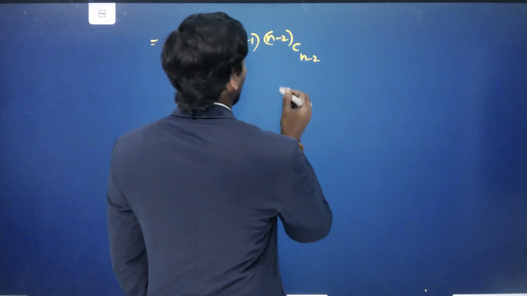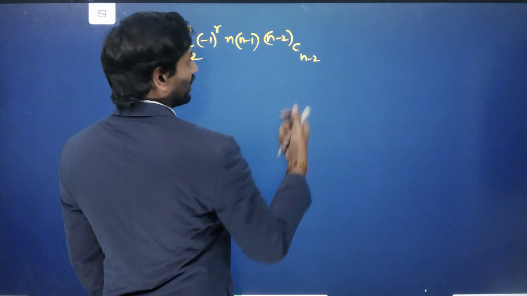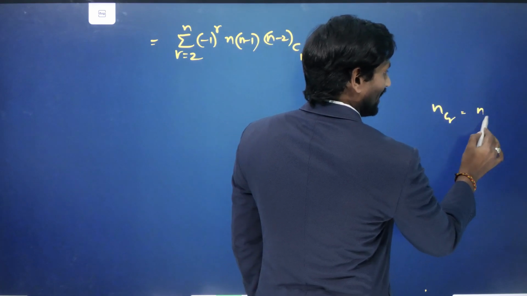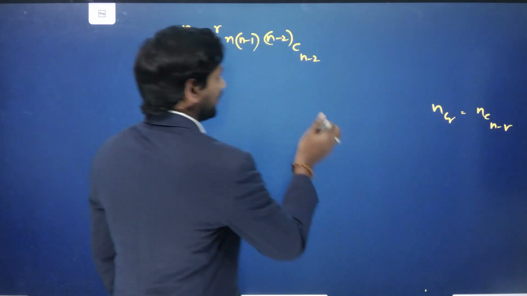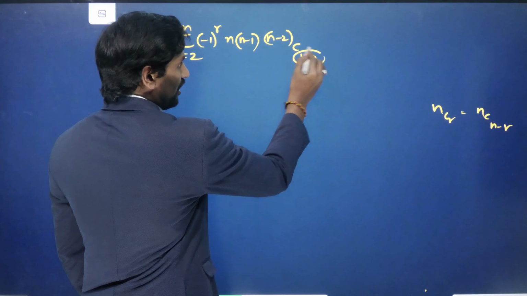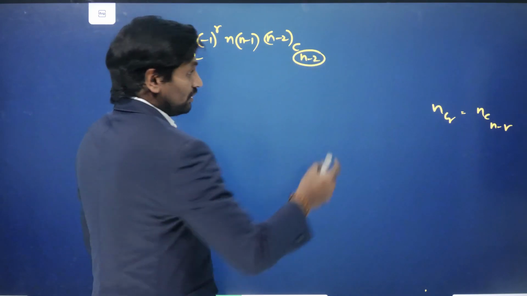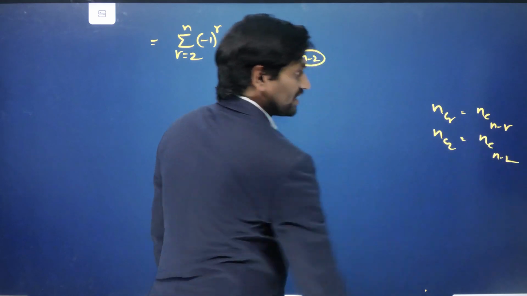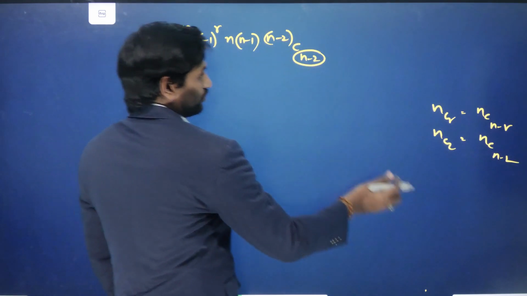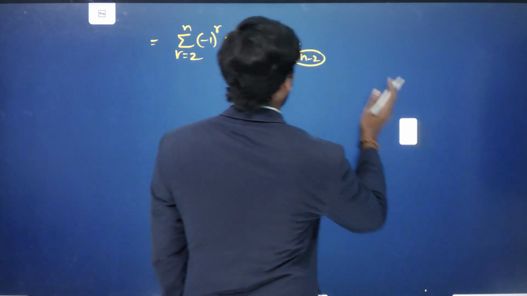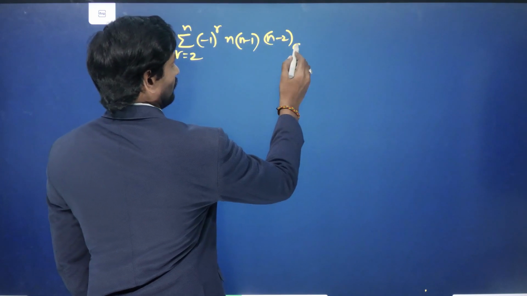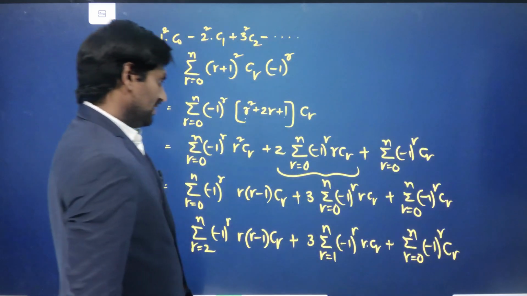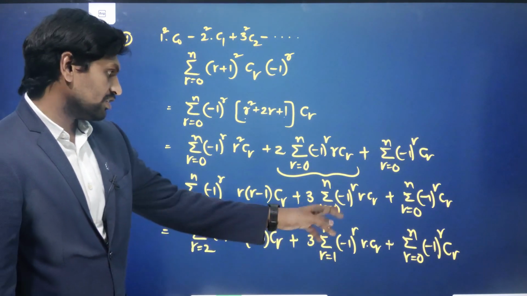Right, because nC2 or n into n minus 2 both are same, because we know that nCr equals to nC n minus r. If you take in the place of r, if you take 2, nC2 and nC n minus 2 both are same, no? So that's why in the place of 2 we can write n minus 2. Okay? So plus next one, 3 into sigma r equals to 1.